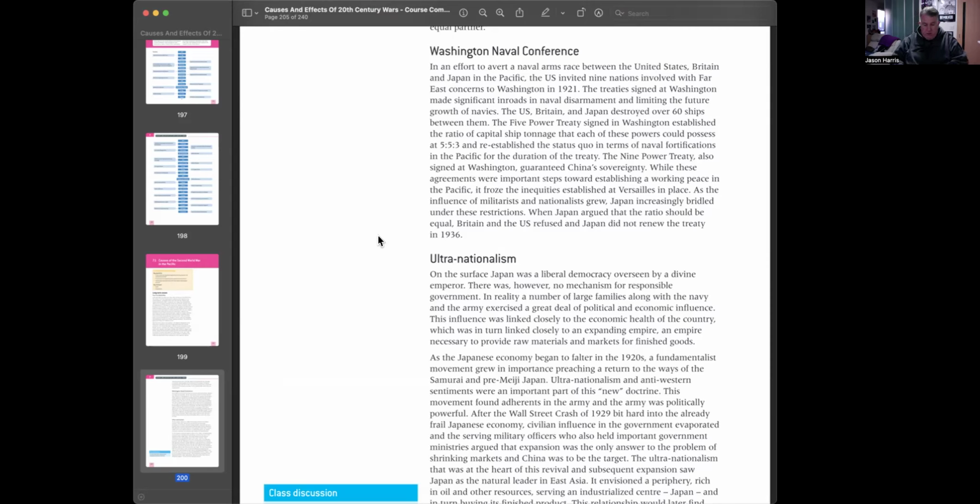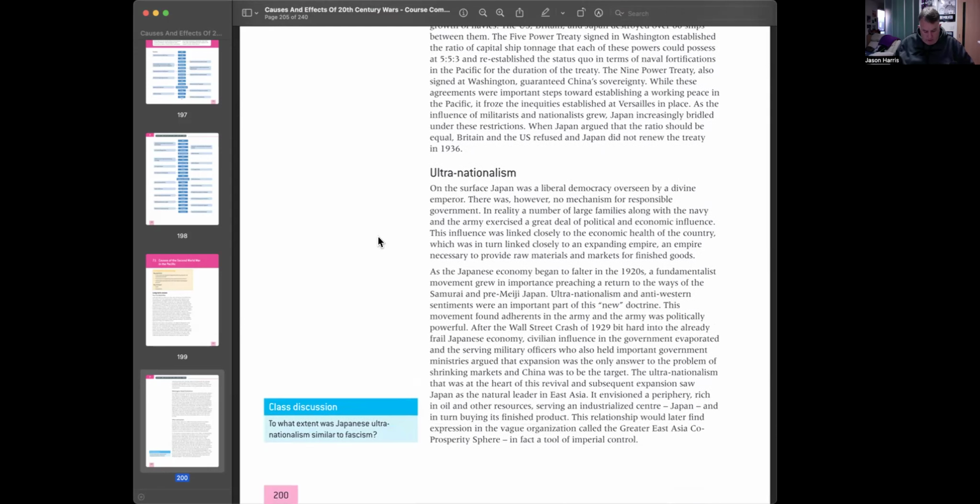All right, the other long-term cause. We have the First World War as a long-term cause, okay? The Washington Naval Conference, and now this is the third one. This is ultra-nationalism. On the surface, Japan was a liberal democracy overseen by a divine emperor. Divine means, of course, you guys know this, that he gets his powers from God, right? He's not a regular human, he's special, okay? But they did have a democracy. They had a constitution, they had voting, they had a prime minister, they had two houses of the government, the Diet, right?